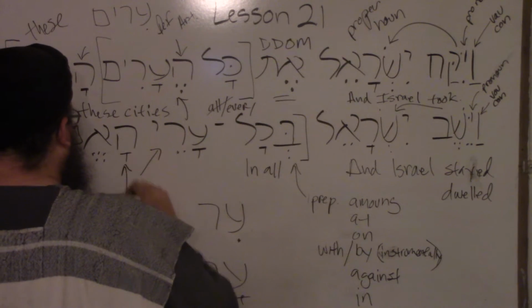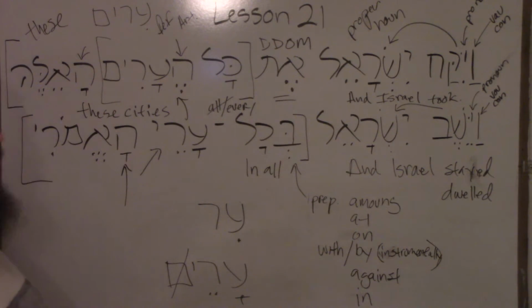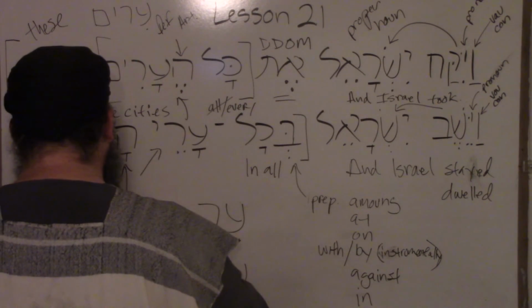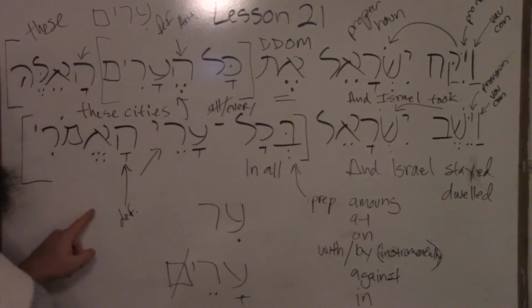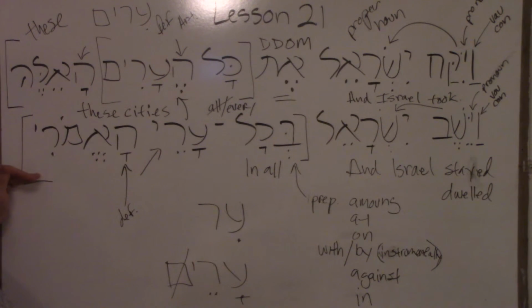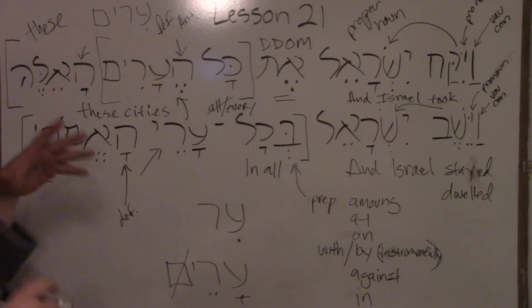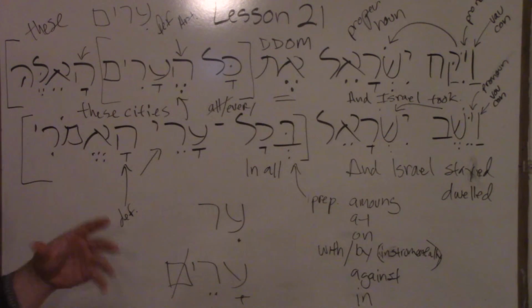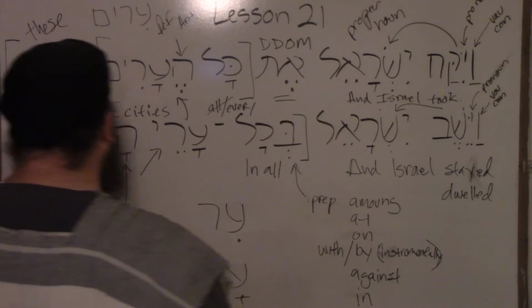If we look here, we see the definite article, ha. Okay, so we know that this is a definite noun construct. So, bechol arei ha emori. So now we know that this is going to be a definite noun construct.